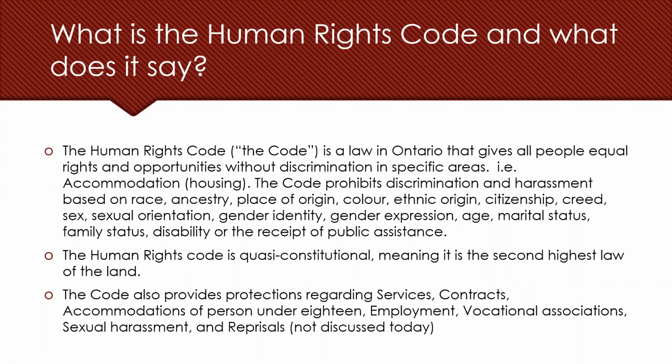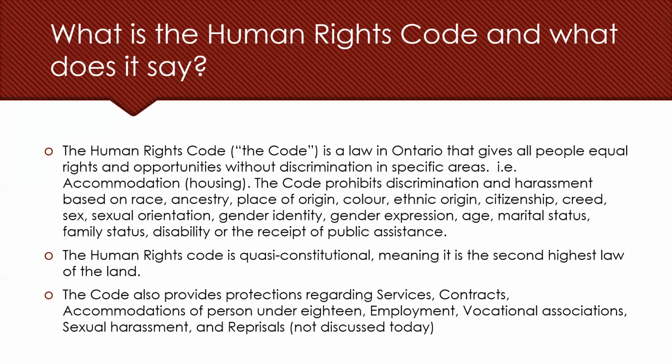So what is the Human Rights Code and what does it say? The Human Rights Code is the law of Ontario. It gives all people equal rights and opportunities without discrimination in specific areas. The area that we're going to be dealing with today is accommodation. The code prohibits discrimination and harassment based on race, ancestry, place of origin, color, ethnic origin, citizenship, creed, sex, sexual orientation, gender identity, gender expression, age, marital status, family status, disability or the receipt of public assistance.